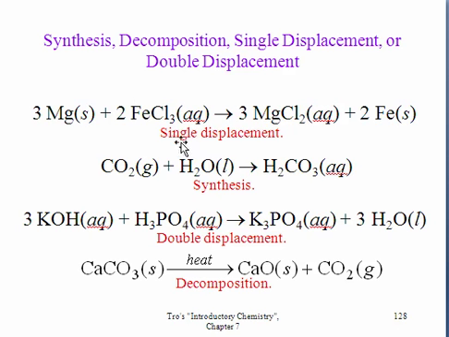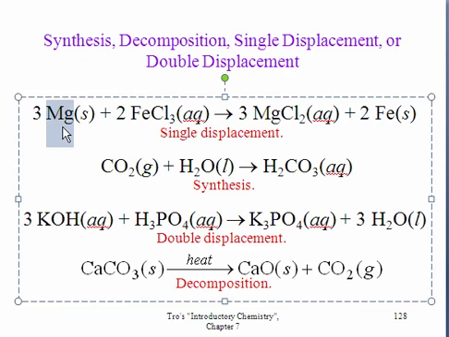Let's look at single displacement. Single displacement occurs whenever you have an element as a reactant and a different element as a product. It always follows that pattern. There will be only one element as a reactant and a different element as a product. And then the other reactant and the other product will be an ionic compound.